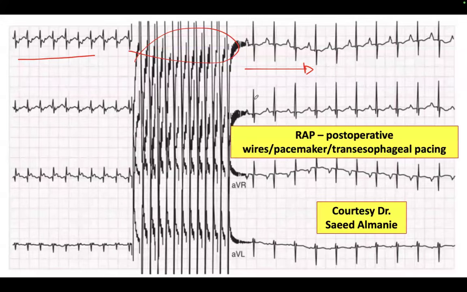So this is called rapid atrial pacing. Like we said, this option is available when you have postoperative wires connected to the patient, or the patient has an intrinsic pacemaker, or there are leads that go through the esophagus that could capture the left atrium, which we don't routinely use, okay?